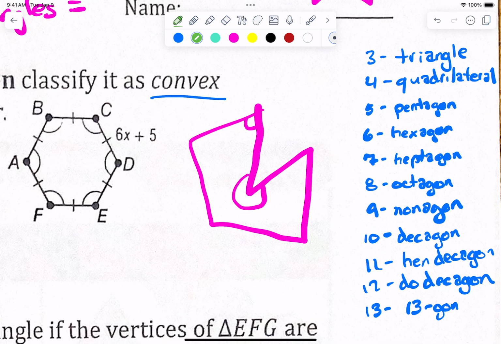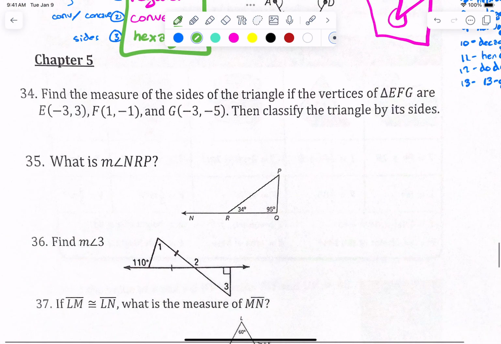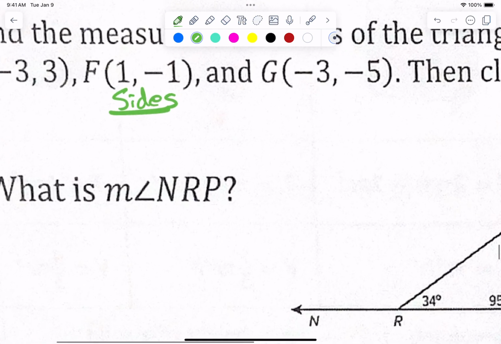All right. Is that okay? Are we ready to move on? Okay, next. Number 34. Find the measures of the sides of this triangle and then classify it by its sides. How do I classify a triangle?